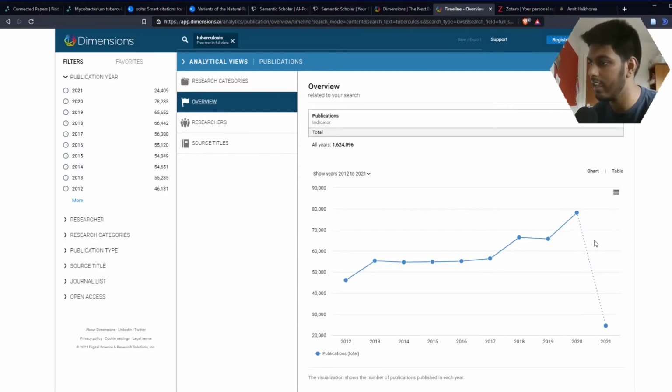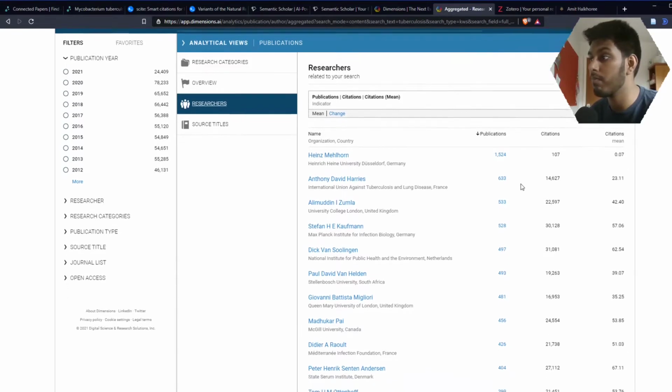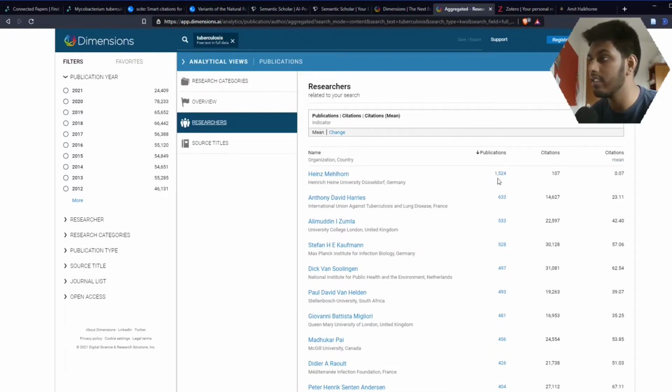So you can see here that over the last 10 or so years, this paper has, or not this paper, but this field has grown in research interest. And that could be really important, or could be an important point for you to make in your essays. It also gives you a list of common researchers, and this is sorted by publications.